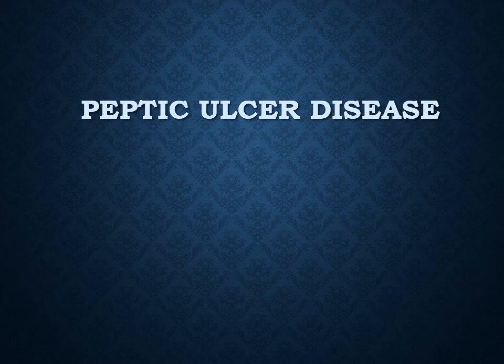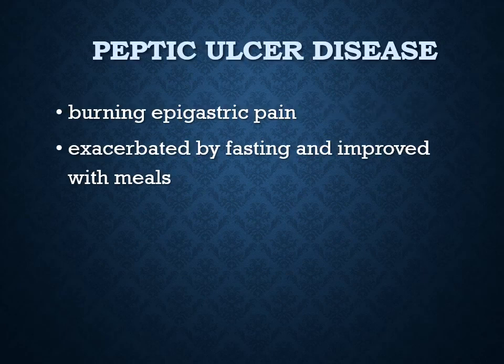Peptic ulcer diseases. These are defects in the gastric or duodenal mucosa that extend through the muscularis mucosa, which produces burning epigastric pain that is exacerbated by fasting and improved with meals.